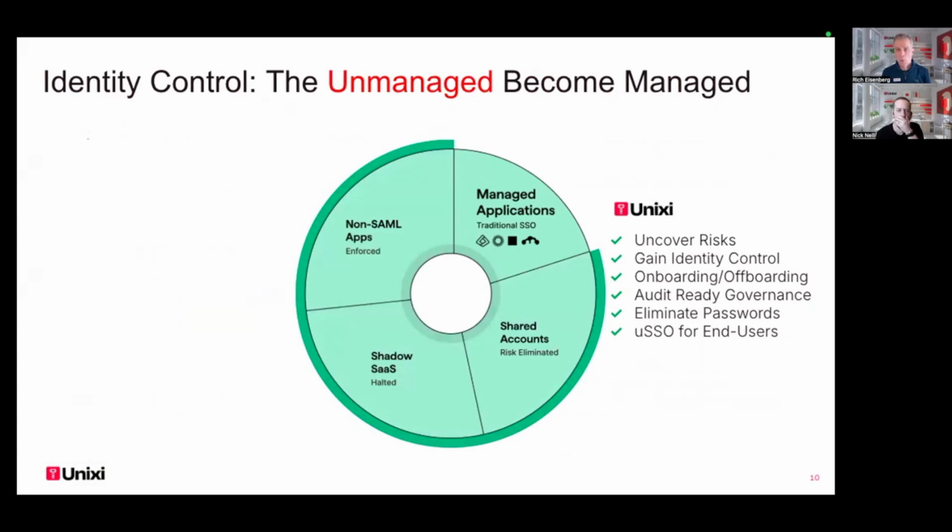So what happens is, number one, we're going to uncover all your risks. You are going to now gain identity control over all these unmanaged apps. You will have onboarding and offboarding control. You will have audit-ready governance. You will know exactly who is accessing what, and you can do attestation and make sure that they are getting only that which they're supposed to get. We're going to enforce that through policy. We're going to eliminate passwords for the end user. They no longer have knowledge, control, or management over a password, and what that means is all associated risks to having those passwords go away, and users get a universal SSO experience.